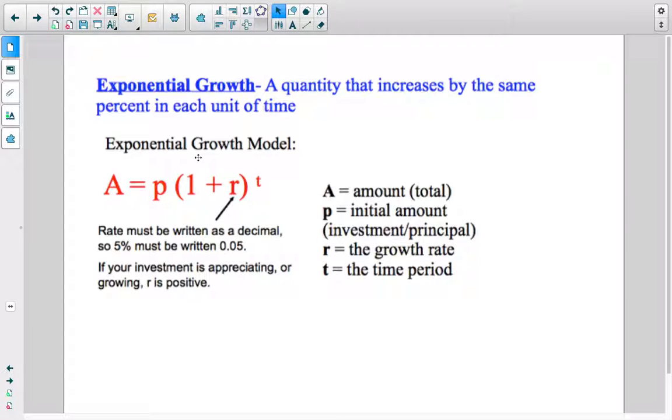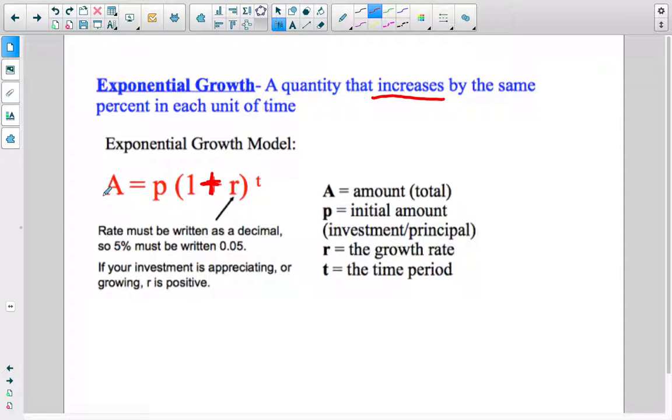So here we are talking about exponential growth and then also decay. Exponential growth is a quantity that increases by the same percent in each unit of time. The big thing here is, in a little bit we'll see decay. That's something decreasing. But when we're increasing by the same rate for each unit of time, we'll see a plus sign here. Guess what we'll see for decreasing? We'll see a minus sign. That's right.